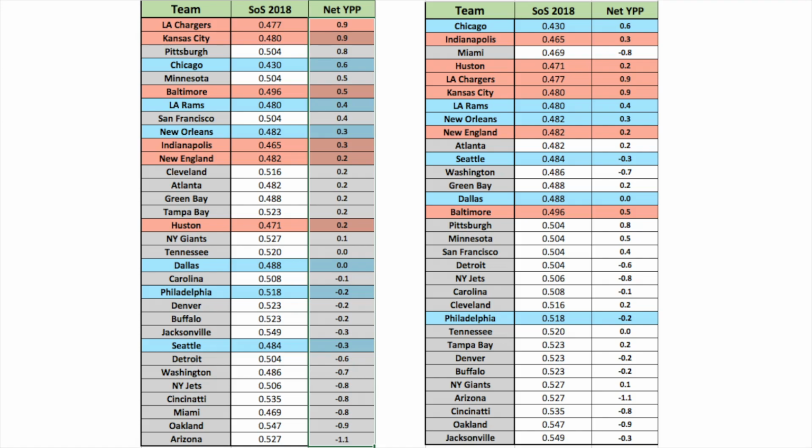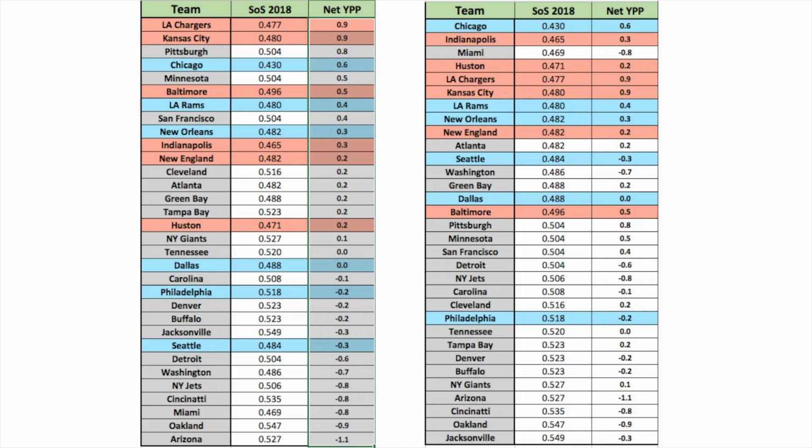But I think this does shed a little bit of light in terms of what creates a successful team. And I think looking at net yards per play is a great indicator of that, and even more so strength of schedule. So combined with those two, as well as maybe a few other stats that you want to throw in there, you can kind of determine which teams are going to win certain matchups based on this formula. So give this a try.